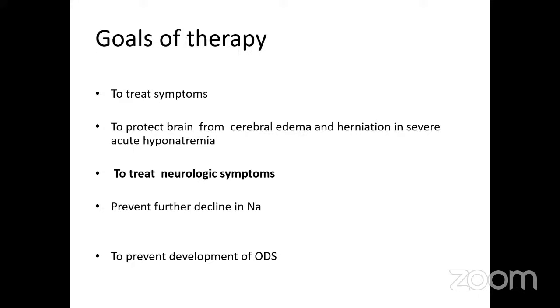What are the goals of therapy? You have to treat the symptoms of hyponatremia. First and foremost, you should protect the brain from cerebral edema and herniation. If there are neurological symptoms due to hyponatremia, correct the hyponatremia and see the neurological symptoms resolve. You should find out why the sodium is falling, so take steps to prevent further decline in sodium. At the same time, you should be very judicious in your management so that the patient does not develop osmotic demyelination syndrome, which is irreversible.